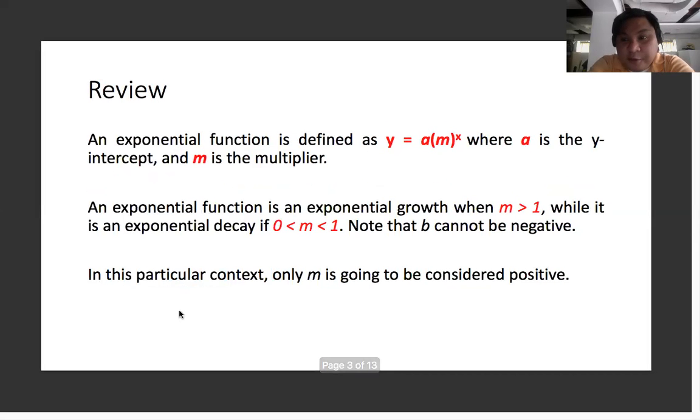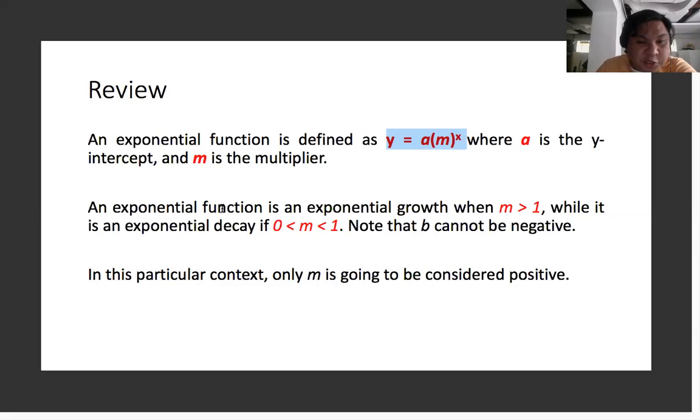All right, so review first. Note that we defined an exponential function to be of the form y equals a times m raised to the x, where a is our y-intercept and m is the multiplier. The multiplier is the number that you keep multiplying so that you figure out what the next term is.